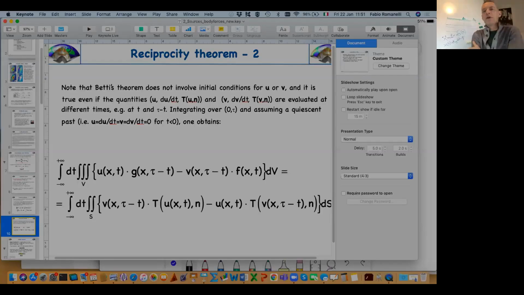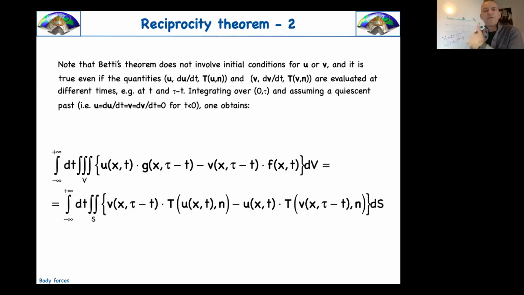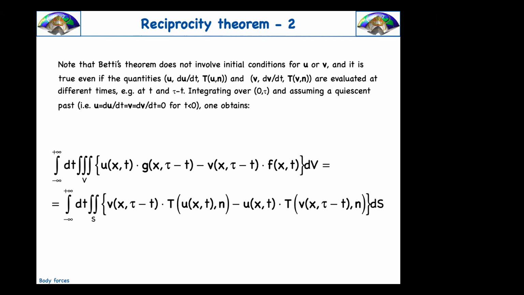Let me make a further step, a formal step, but this is a new version of the reciprocity theorem, just rewritten with some time dependencies. Because now we have to imagine a time and a retarded time. You could ask, why do we need this? Excuse me. Yes.